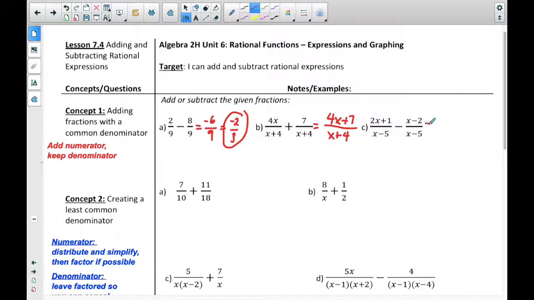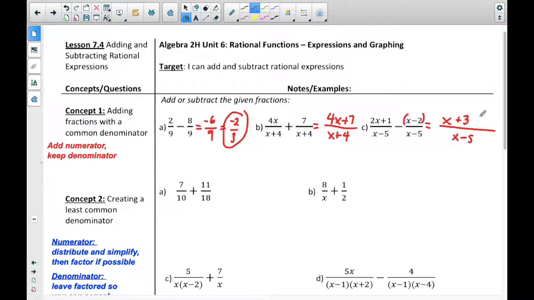Example C, again, we have a common denominator, so we're going to keep it. The only thing different on this example is a subtraction problem, and when you do subtraction, just make sure that you remember that you're subtracting both of them. So take a second to think in your head of what this is going to be. And so your answer is going to be x plus 3 over x minus 5, because 2x minus x is x, and 1 minus -2 is like 1 plus 2, and that is x plus 3.